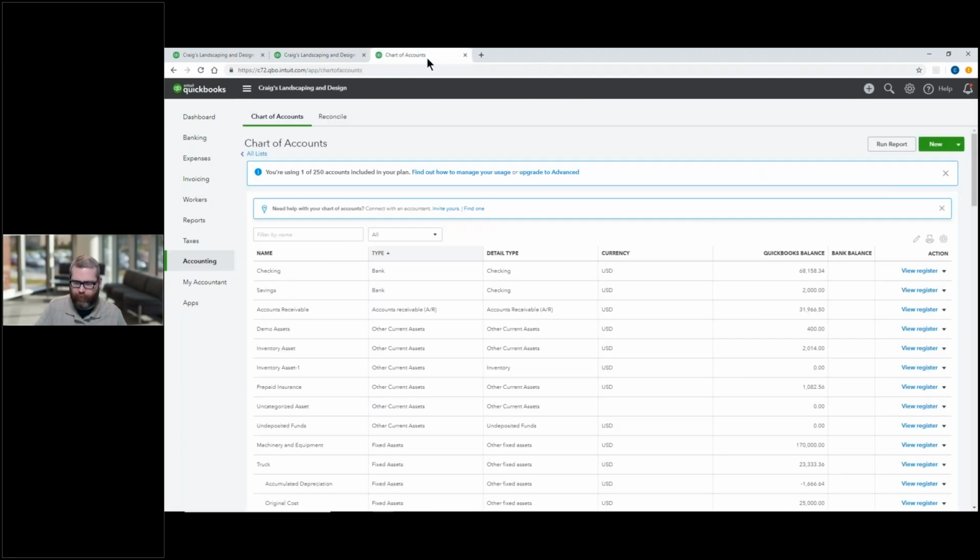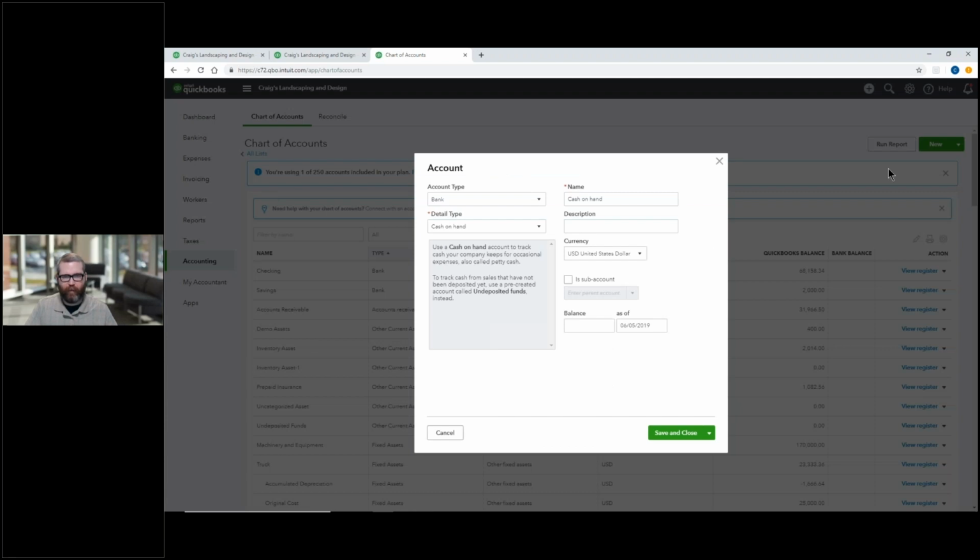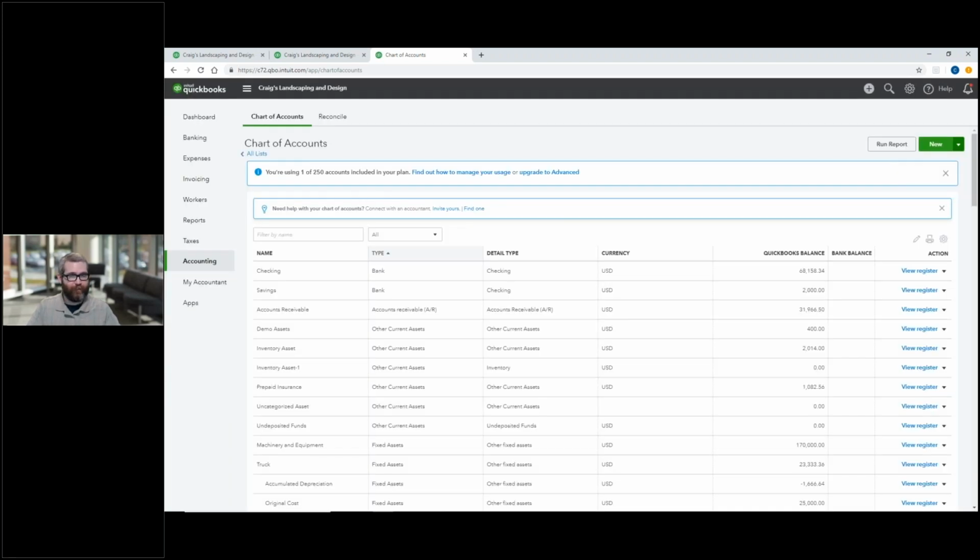So up here under the chart of accounts, I'm going to set up a sub-account. If I click on new, while you're setting up an account, if you want it to be a sub-account of another account, all you have to do is select is sub-account and then choose the parent right here in this box. That's it. You can also do that with an existing account.